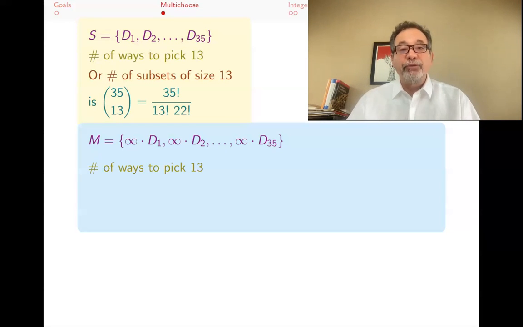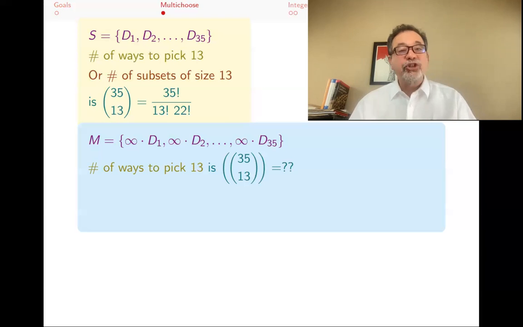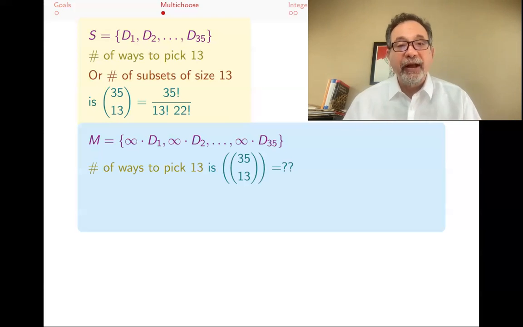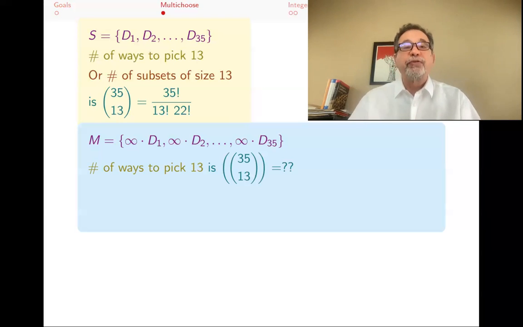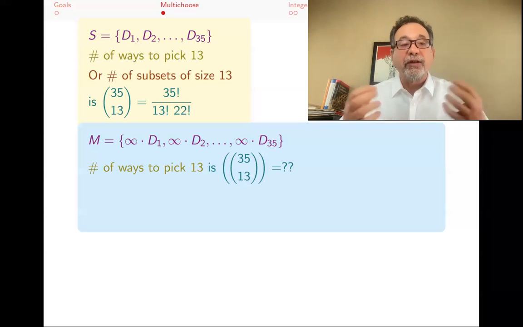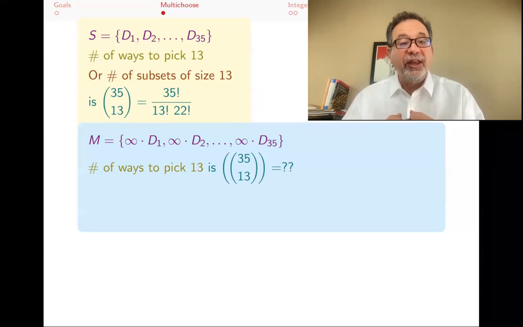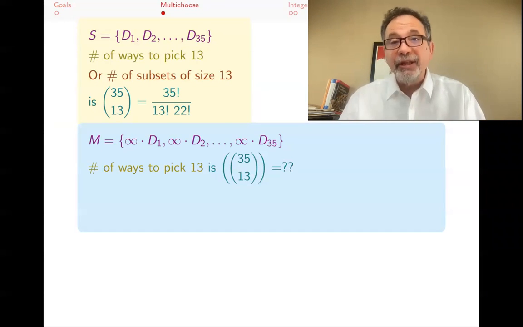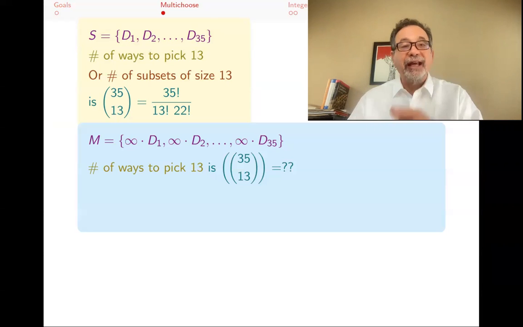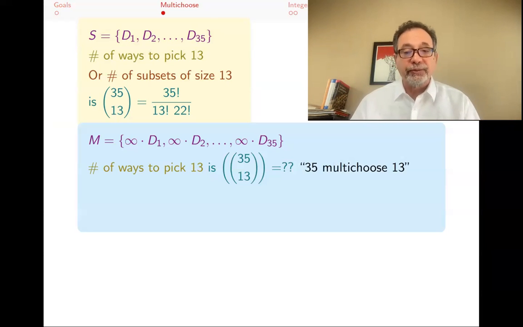And I'm trying to ask how many ways you can pick 13. And the answer is going to be this multi-choose notation, 35 multi-choose 13. So 35 choose 13 is the number of ways that you can pick 13 things out of a set. 35 multi-choose 13 is the way that you can pick 13 things out of a multiset with 35 types of elements, but with infinite repetition number. And our purpose is to find out what that answer is.